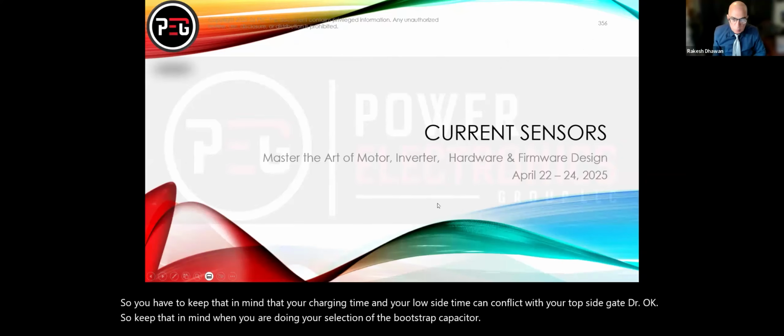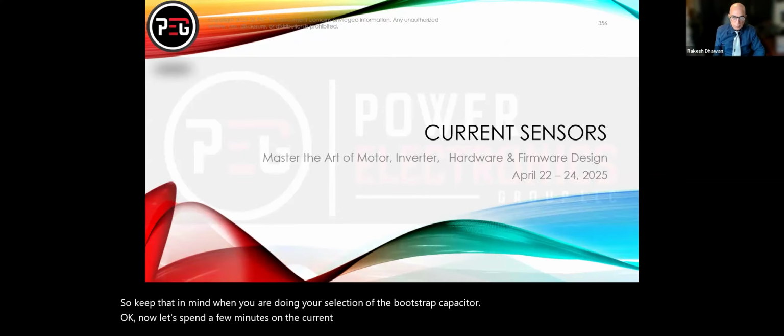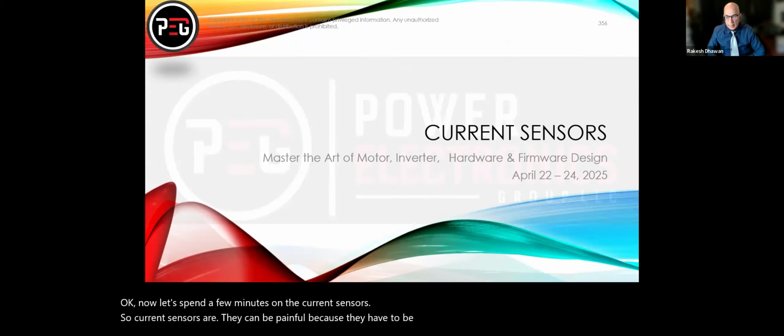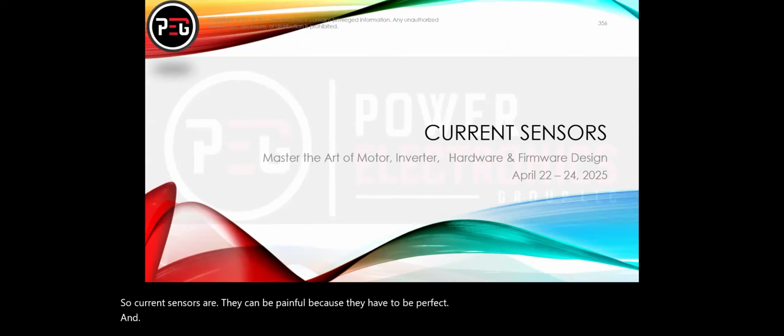Okay, now let's spend a few minutes on the current sensors. So current sensors can be painful because they have to be perfect. And Rakesh sir, I have a question. Yeah. So I don't know if you have touched on this topic or not because I joined very late today. So my question is, why specifically do we go with a MOSFET and why not with an IGBT?